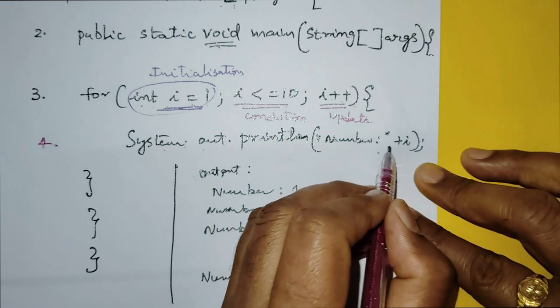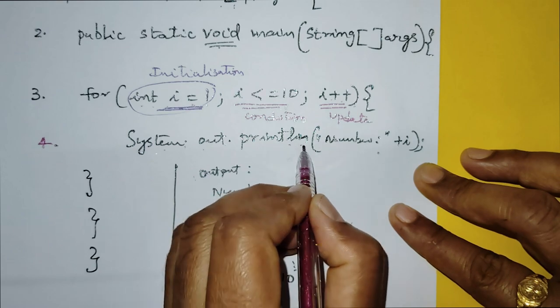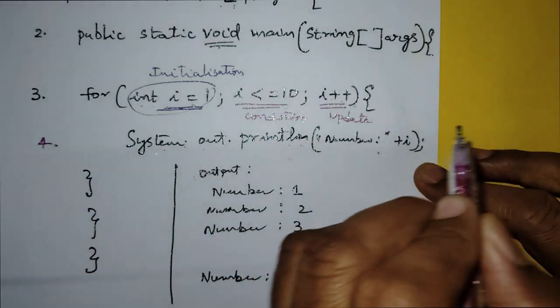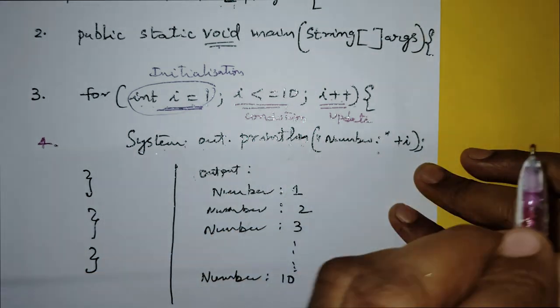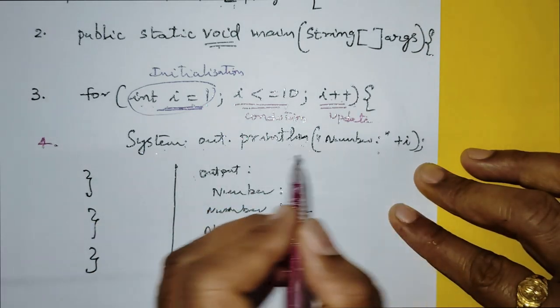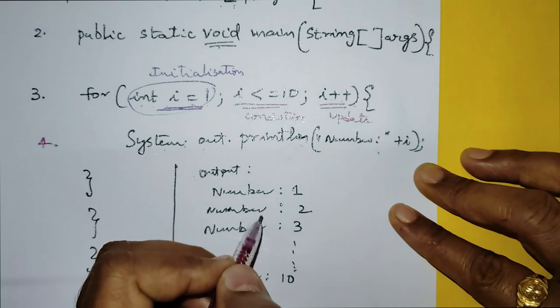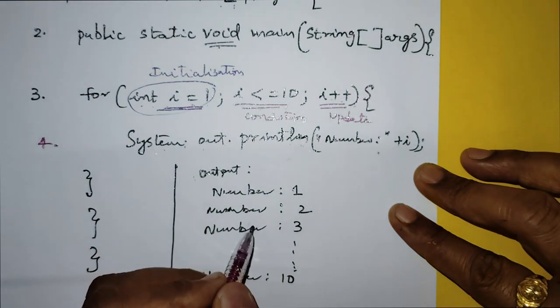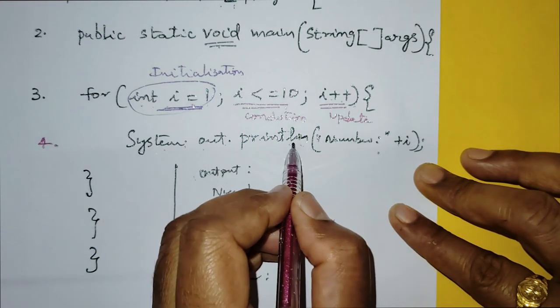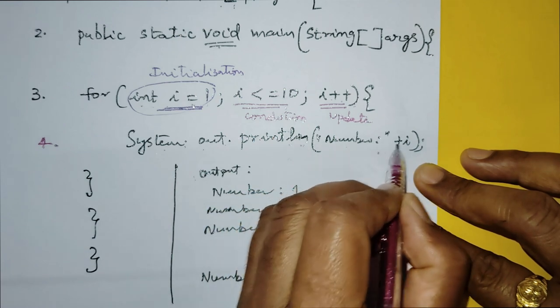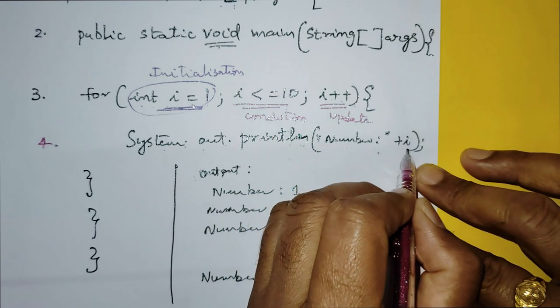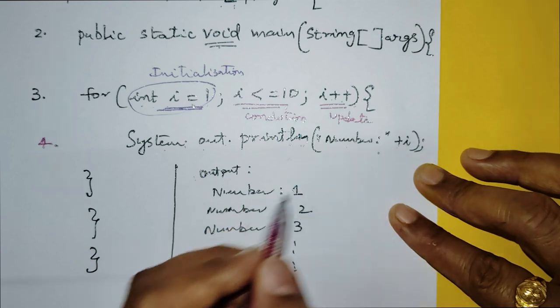If you remove ln, it will be printed horizontally. Number 1, again number 2, number 3, horizontally it will be printed. But for us it should be printed line by line. Line by line we have to print. Now in println, the number plus i means concatenation. It will be printed here.